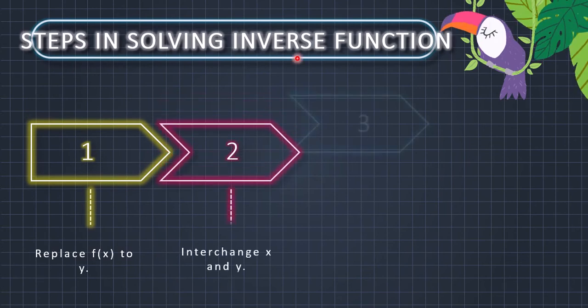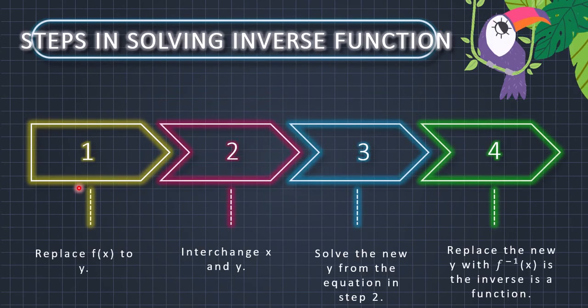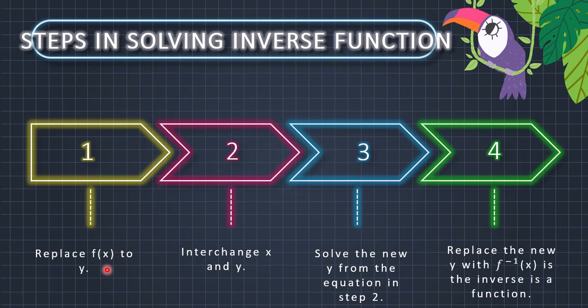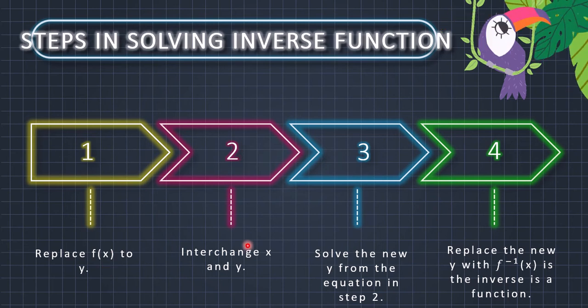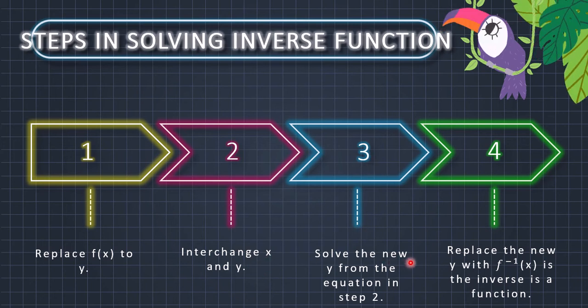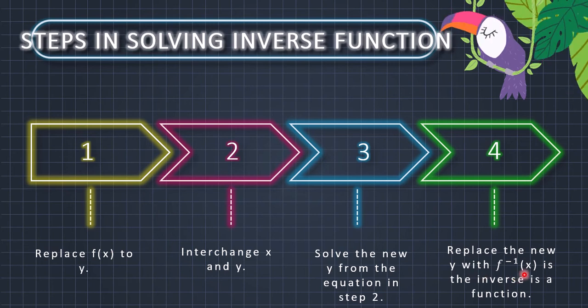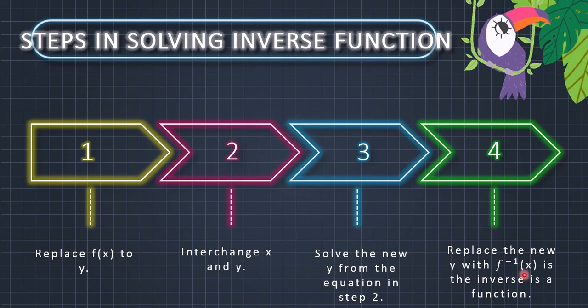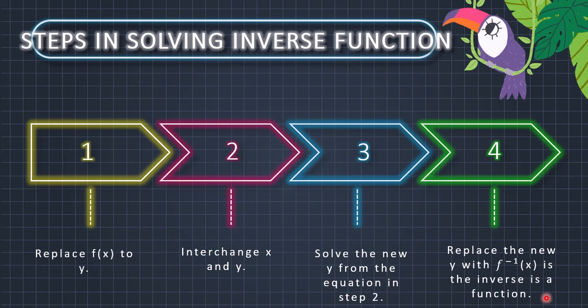Moving on to the steps in solving inverse function. First, we are going to replace f of x with y. Again, replacing f of x with y. Second is to interchange x and y. Third, we are going to solve for the new y from the equation in step 2. And lastly, we replace the new y with f inverse of x, which is the inverse of the given function. Basically, in step 4, we derive our final answer.